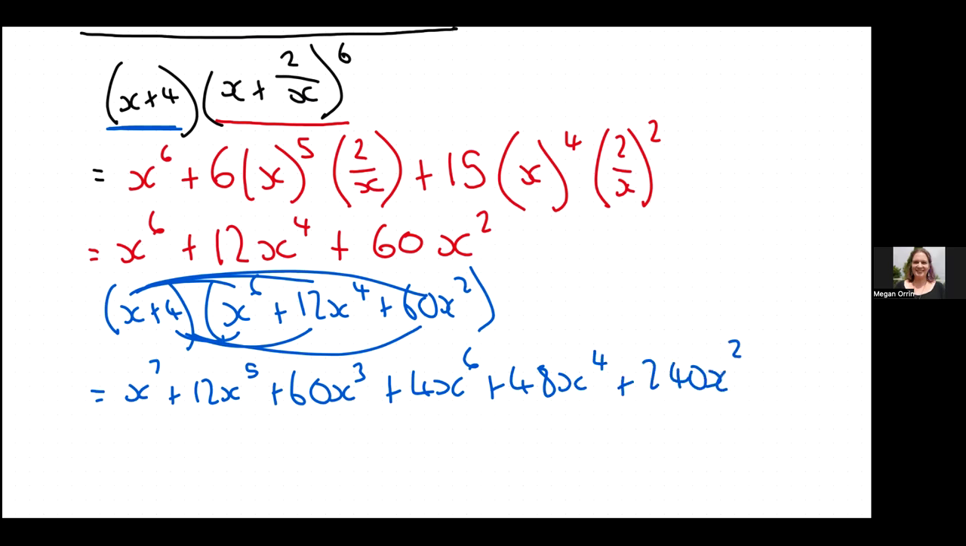Now, if I'm asked for the first 3 terms, which is what they asked me for, how do we normally write this? Do I just pick the first 3? What do I do? Ascending order. So I've got x to the power of 7, to the power of 6, to the power of 5. So actually, my first 3, sorry, I'm writing it in the wrong order. My first 3 terms are these.